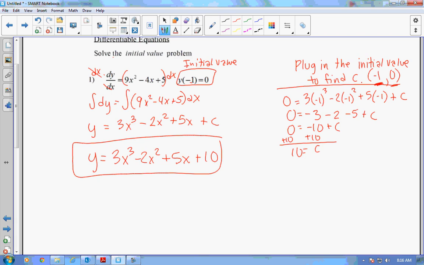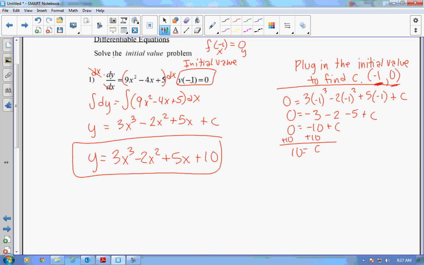Question. How do we get the points from the initial value? Well, this is given, and this is saying y evaluated at negative 1, when you're evaluating at the x. And it says y equals 0. So y is 0. It's like f of negative 1 equals 0. So your x is negative 1, your y is 0.